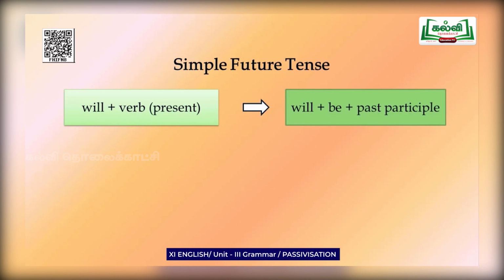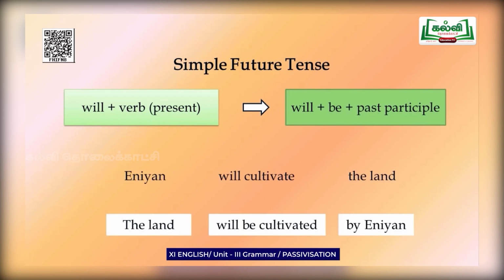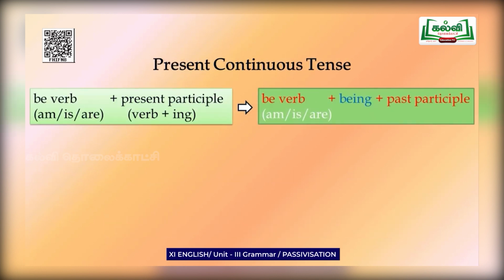Will be and past participle of the given verb. Inian will cultivate the land becomes the land will be cultivated by Inian. Let's go to the next tense.